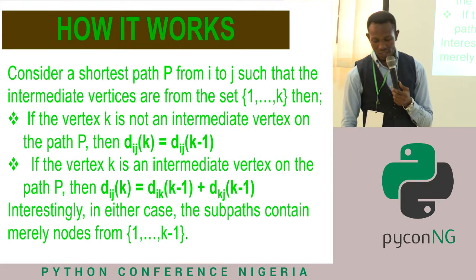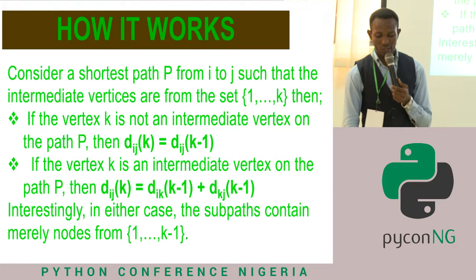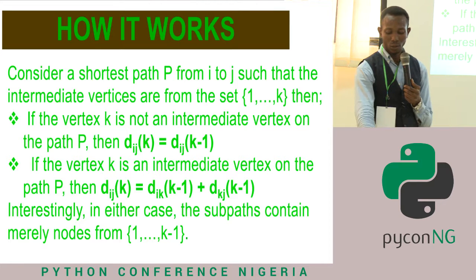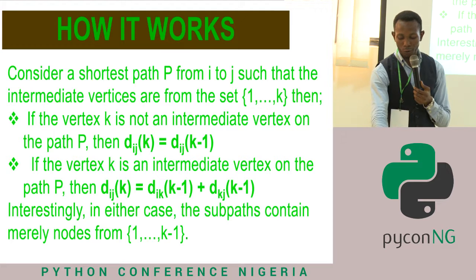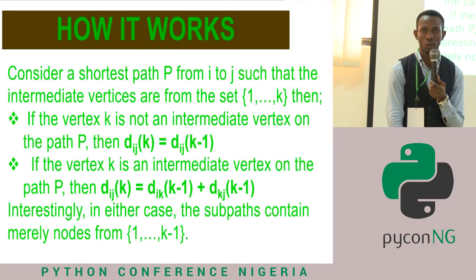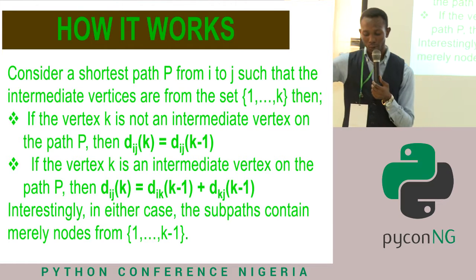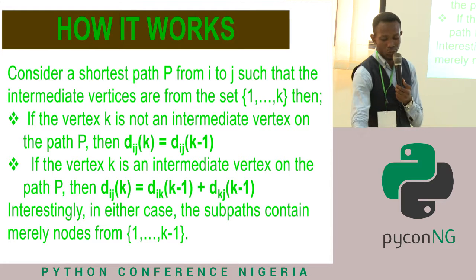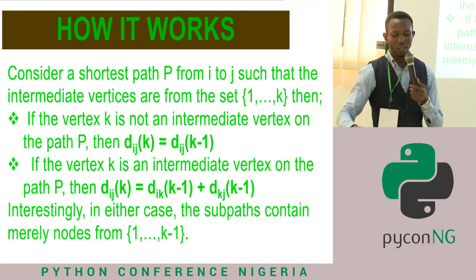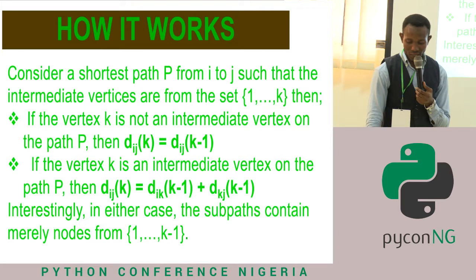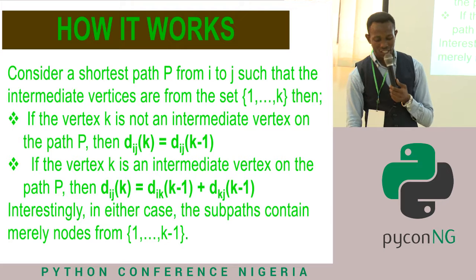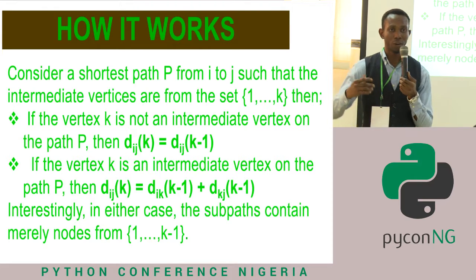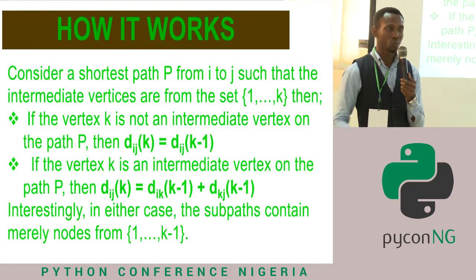Now, if the vertex k is an intermediate vertex on path P, then it's going to do this. This is a bit complex. It's going to equate what we have just calculated above. It's just going to take the sum of the vertices, taking out your source, Lagos, that's k minus 1, and add it to that of Calabar, taking out the endpoint. Then it's going to calculate the number of vertices between, and pick any of these, that is, if there's a large number of vertices in between. Interestingly, in any case, the subpath contains mainly nodes from i to k minus 1. So if you have 10 vertices in between, it means you have 9 vertices.